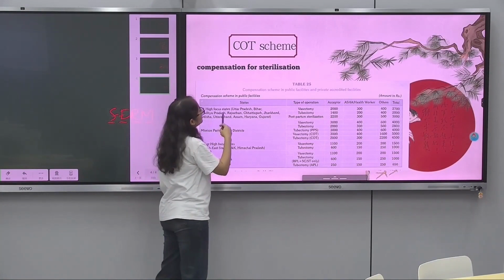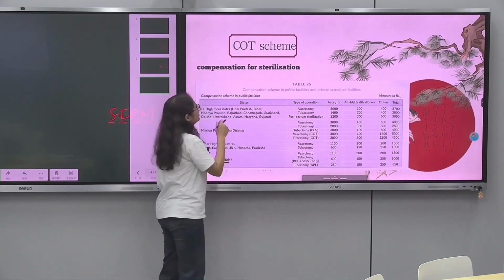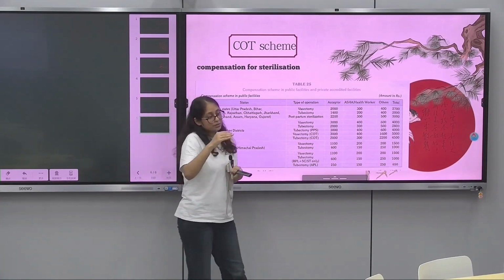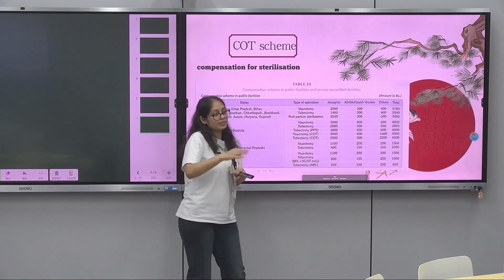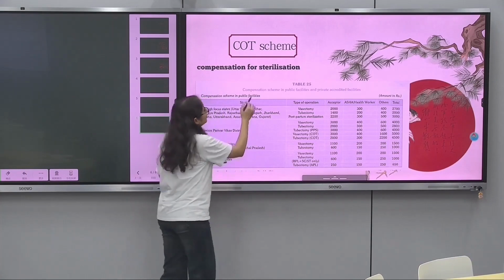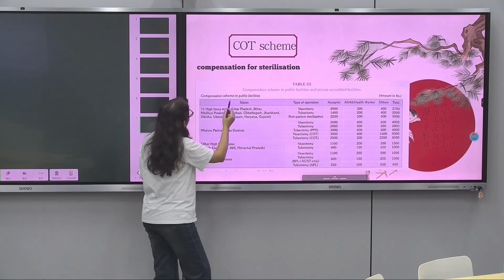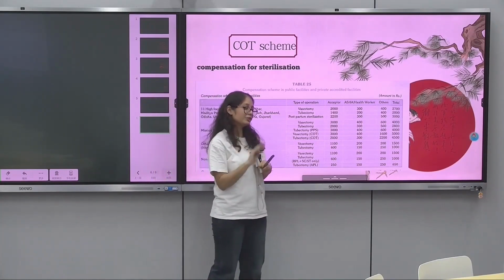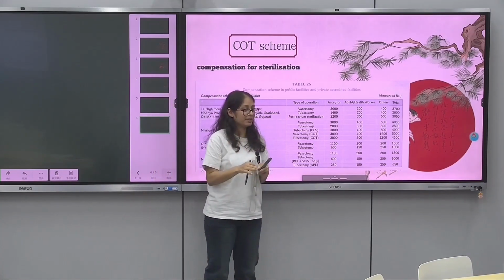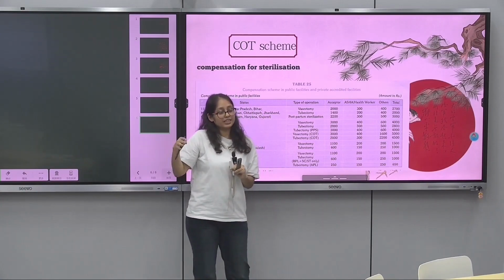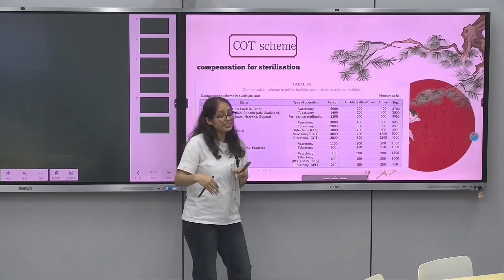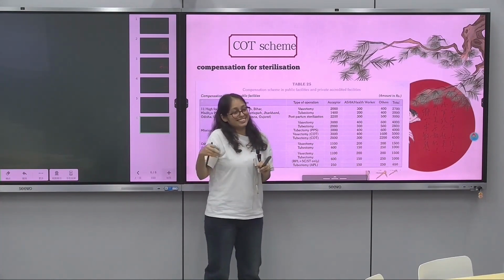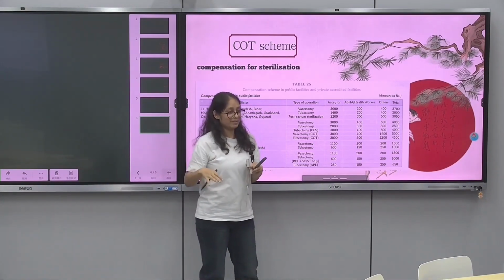The next scheme is compensation for sterilization. As we want to decrease the population and the birth rate, the government has started this compensation for sterilization. Those who undergo sterilization will get money, and the person who performs the sterilization process will also get money.